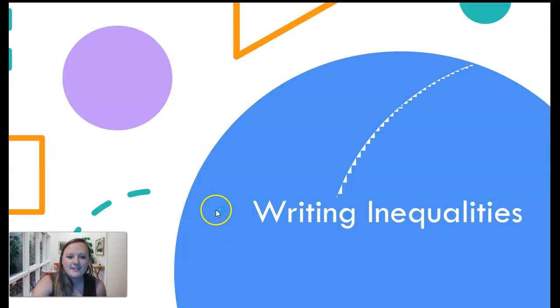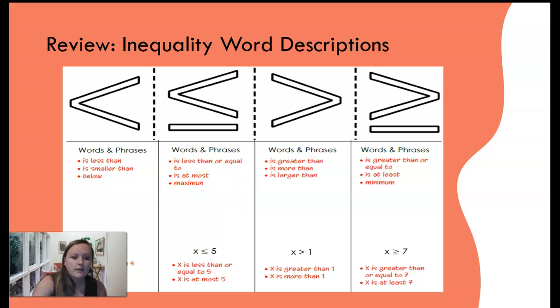Hi friends! Alright, today I'm going to help you on your Unit 2 TGA about writing inequalities. Okay? But first, we need to review.